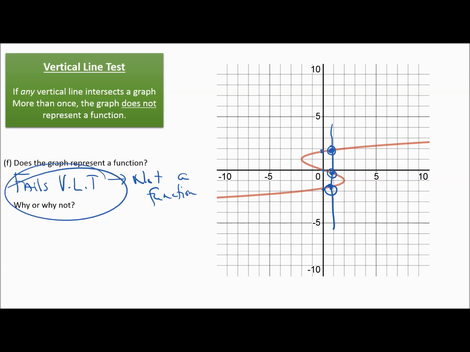For a particular x, for example, x equals 0, there's more than one y. There's a y equals, I don't know, was that 1.8? There's a y equals 0, and there's another y down here at, say, negative 1.8. And that just can't happen. But fails the vertical line test is fine to answer that.